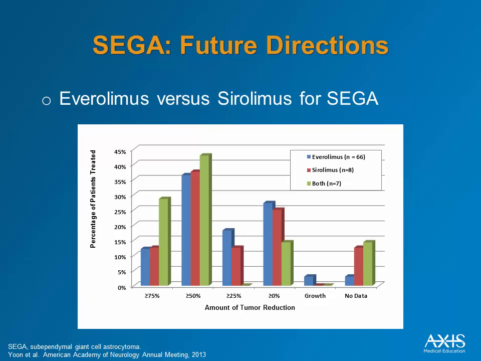We made a very cursory attempt to compare directly surgical outcomes with medical outcomes in the era of medical therapy. This was a study that we presented at the American Academy of Neurology in 2013, which looked at 2 centers with large populations of SEGA, surgery, and SEGA therapy with everolimus and/or sirolimus. What we see here in blue are those patients treated with everolimus only, the red we see with sirolimus only, and then green are patients that were treated with both.